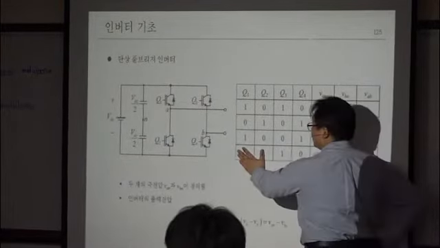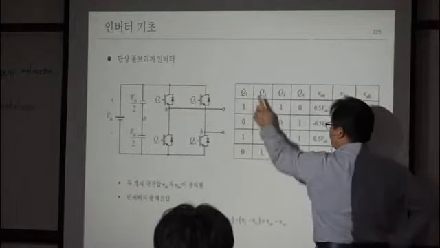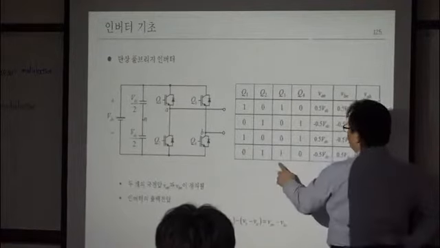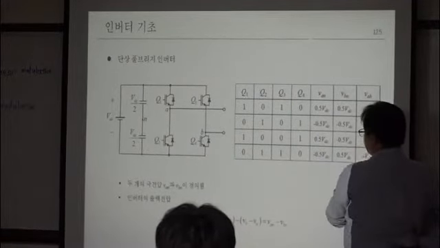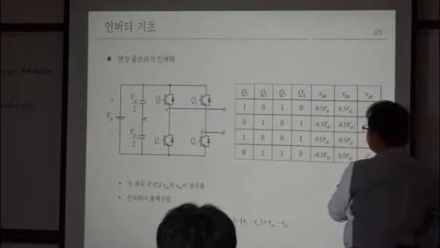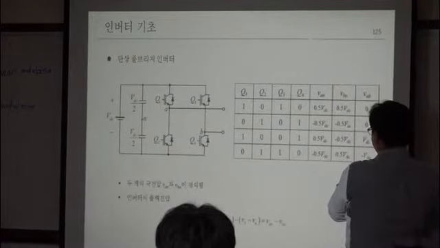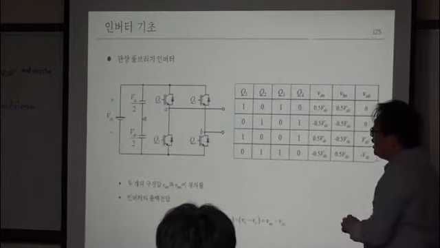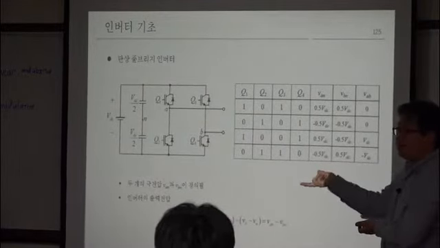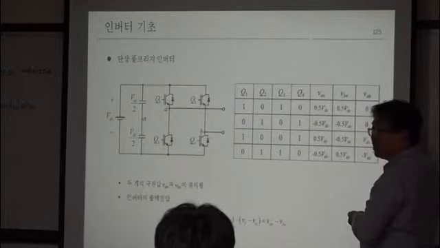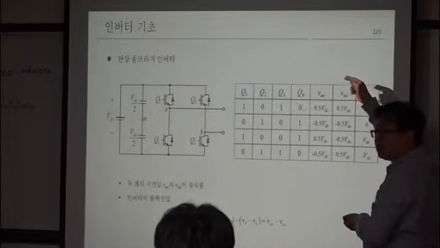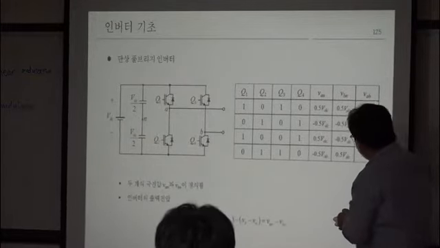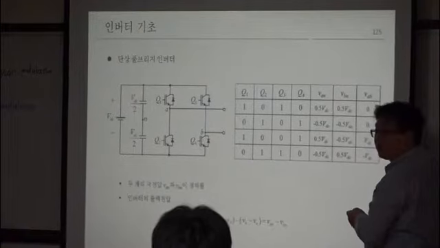Now what about this case? Q1 is 0, Q2 is 1, your VAN is minus 0.5 VDC. Q3 is 1, Q4 is 0, and your VBN is 0.5 VDC. So, if you calculate VAB, that is minus VDC in this case. So, previously, in the half-bridge inverter, your output voltage had only two levels: VDC over 2 and minus VDC over 2. But in this case, you have VDC, minus VDC, and 0 voltage.